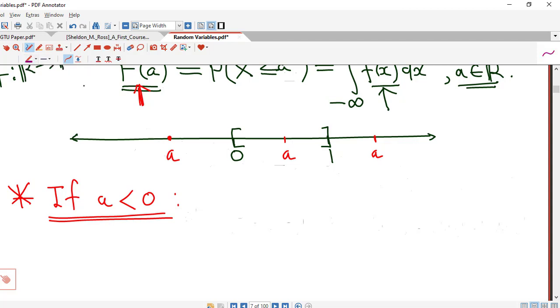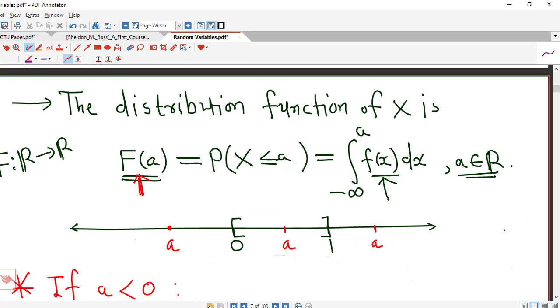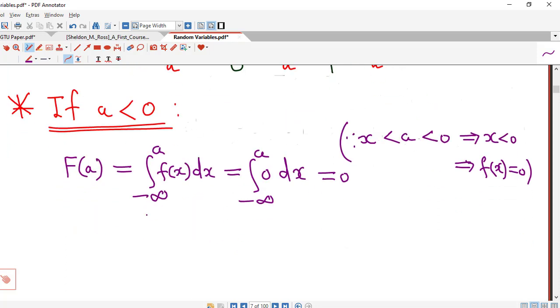We use this definition. a is negative, so we start by writing F(a) is given by the integral from minus infinity to a of f(x) dx. So we are integrating f(x) over the interval minus infinity to a. Here we are integrating with respect to x, so x is obviously less than a and a is negative, so x is negative, and if x is negative the value of f(x) is 0. So here we can put f(x) equal to 0 in this interval. We can write this because x less than a implies x is negative and therefore f(x) is 0. So if a is negative, the value of the distribution function is 0. So F(a) equals 0 if a is negative.